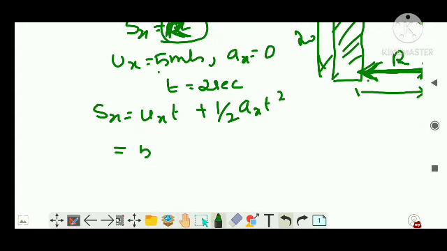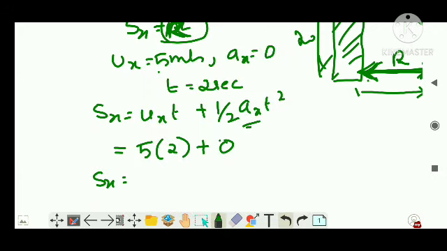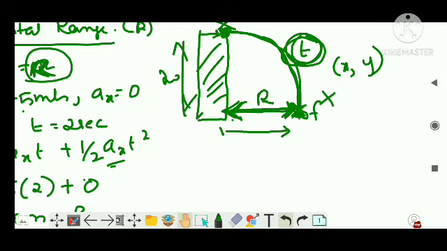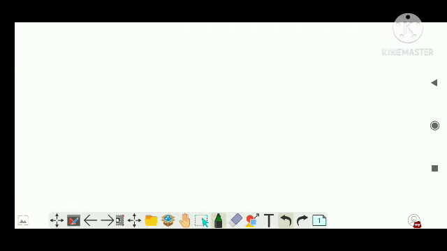What is ux? It is 5. T is 2 seconds. This ax is 0, so I don't need to write anything. So what is the displacement in x direction? 10 meter. That is your range. So the ball has moved 10 meter from the base of the tower to the final position. Right. Now let's move on to the next question.